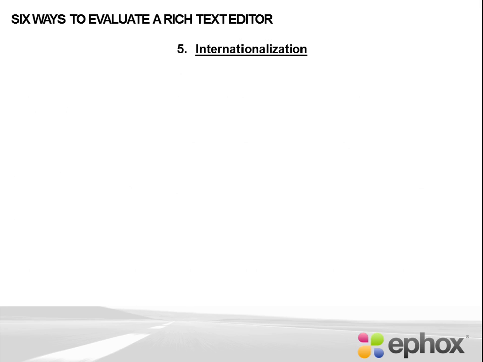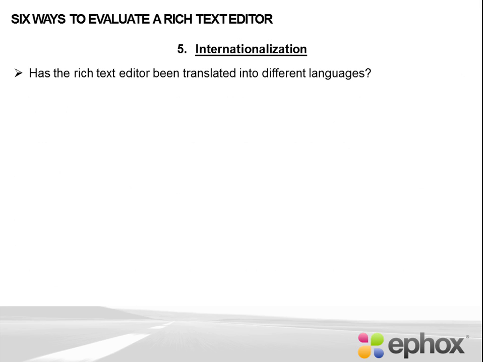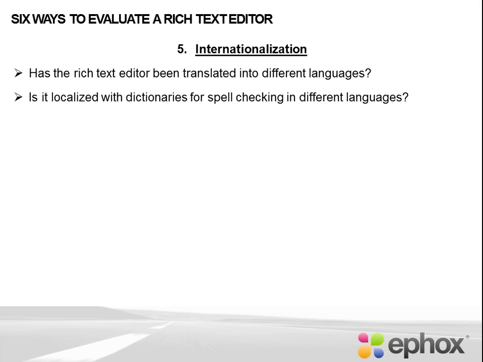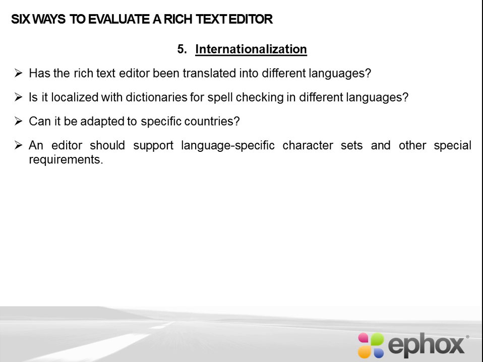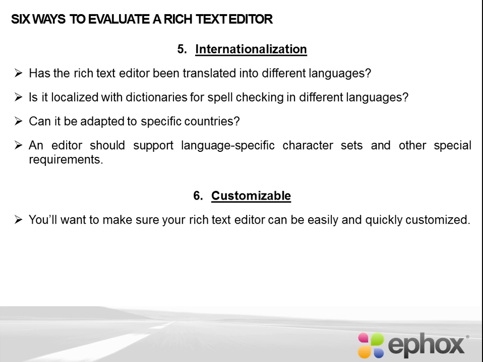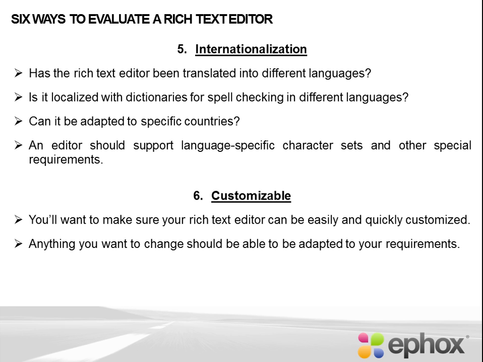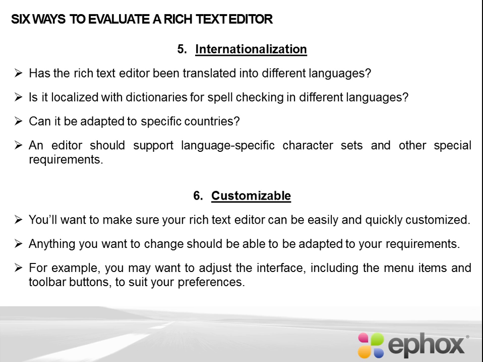Number 5, internationalization. Has the rich text editor been translated into different languages? Is it localized with dictionaries for spell checking in different languages? Can it be adapted to specific countries? An editor should support language-specific character sets and other special requirements. Number 6, customizable. You'll want to make sure your rich text editor can be easily and quickly customized. Anything you want to change should be able to be adapted to your requirements. For example, you may want to adjust the interface, including the menu items and toolbar buttons, to suit your preferences.